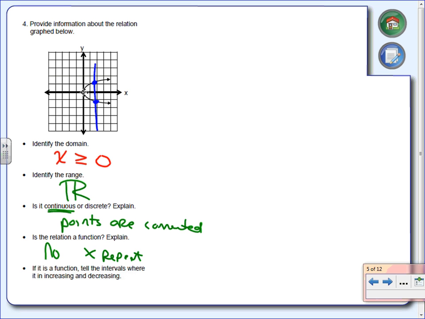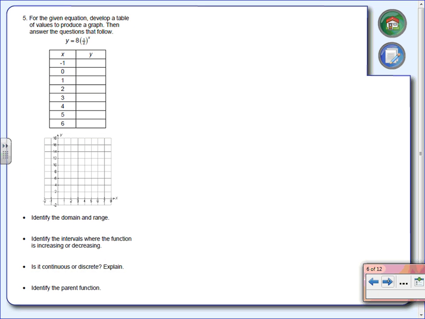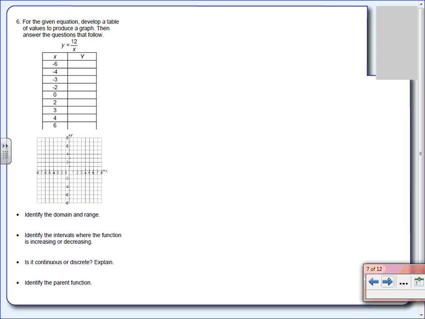The last one there says, if it is a function, tell the intervals where it increases or decreases. Well, did we say it was a function? No. So am I going to answer that question? No. There's no need to because it only says if it is a function. And it's not. So don't worry about answering that question. Okay, we're going to skip number 5. You'll be working on that one for me.